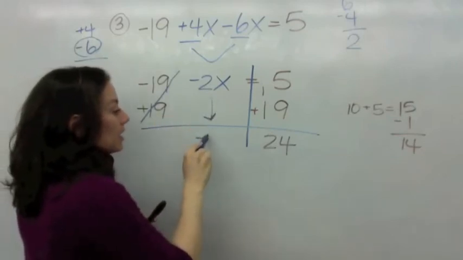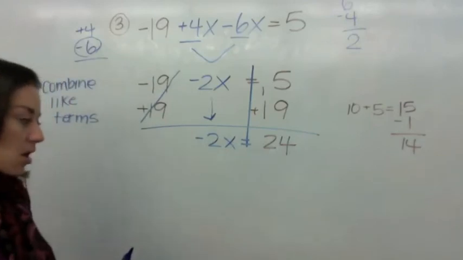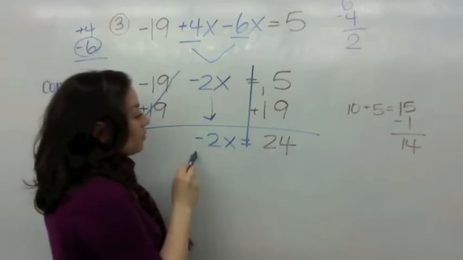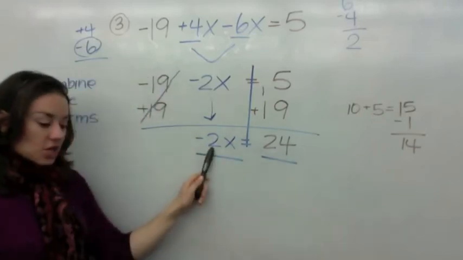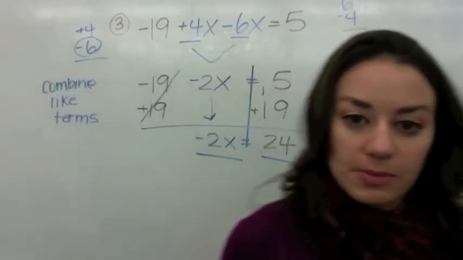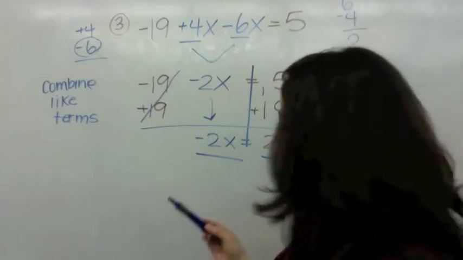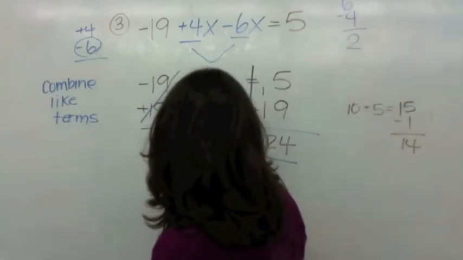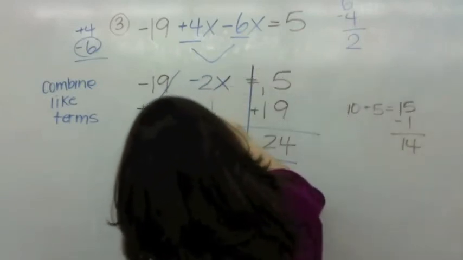Bring down the negative 2x. So now you're saying that negative 2x equals 24. All right, you're going to divide now both sides by what? Whatever is touching x, that's what's married to x. X wants to be single because we don't like negative coefficients. Okay, so you divide by negative 2. Okay, negative 2 divided by negative 2 is 1.